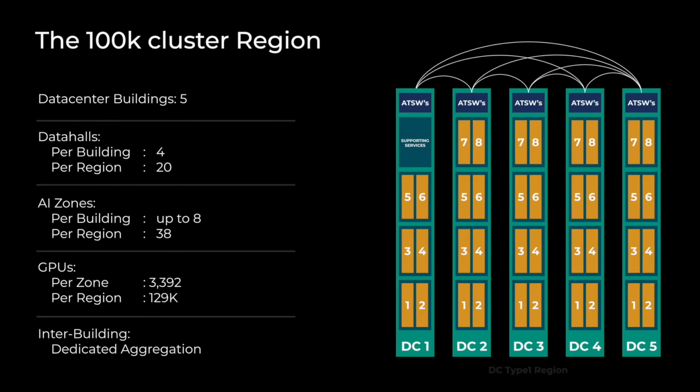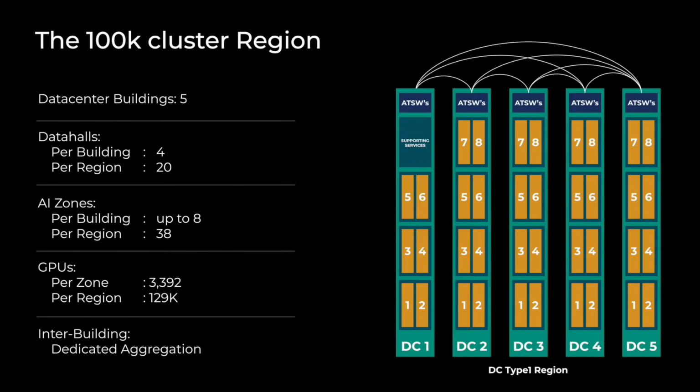This is the 100K cluster, and the first thing we notice is that the 100K cluster is multi-building. This is one important takeaway from the evolution of our Gen AI infrastructure, the transition from one building to multi-building. The network was built in a type 1 region comprising 5 buildings. Again here, each one of these buildings houses 4 data halls, so now we have a total of 20 data halls across the 100K region.